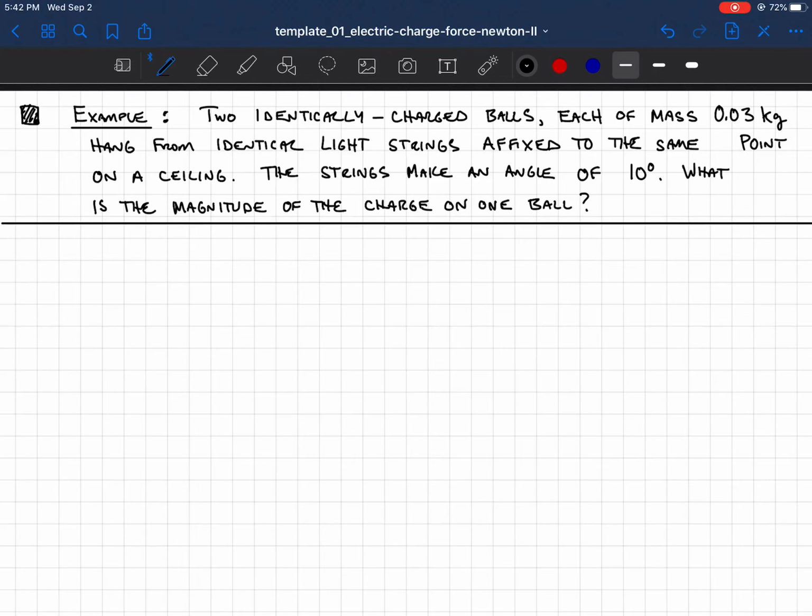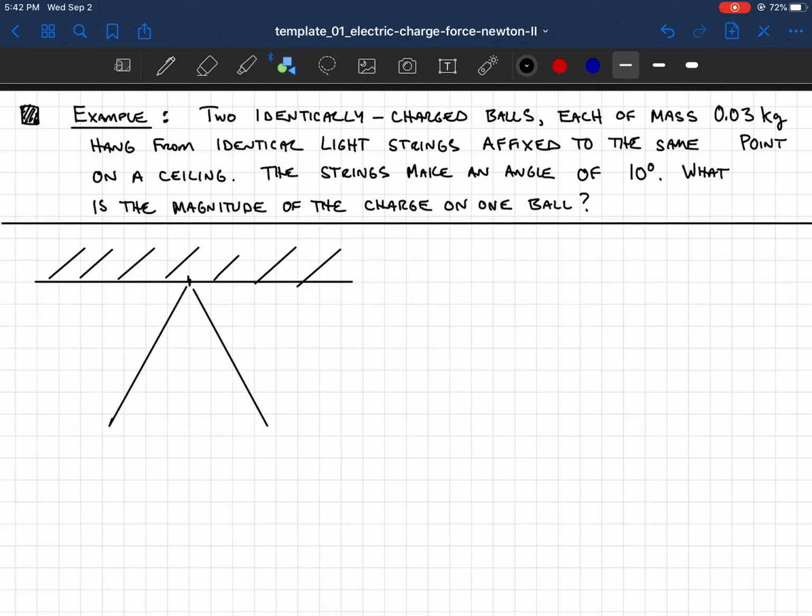So the example question says we have two identically charged balls, each with a certain mass, and they hang from a light string affixed to the same point on a ceiling. So let's draw that picture here. So we have a ceiling, we have strings hanging down from some point on the ceiling, and then we have identical balls. And I drew it like this because we're told that the strings make an angle of 10 degrees.